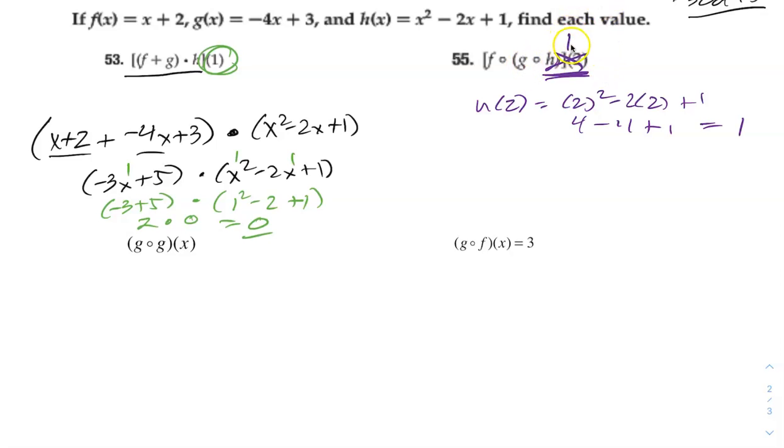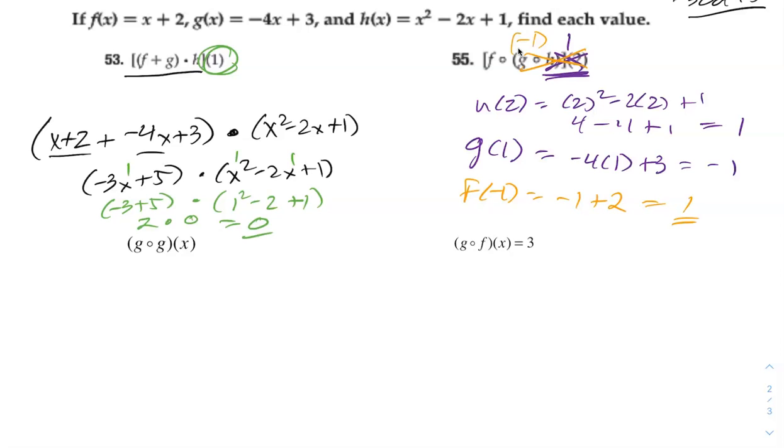So now let's do g of 1. That's going to be negative 4 times 1 plus 3. So now I've got negative 1. So this part's all done. That's negative 1 now. So now we do f of negative 1. Just work our way all the way back. So negative 1 plus 2, and we get 1 after all of that. So that's the way it works. If you have a lot of f of g of stuff, just work your way back.